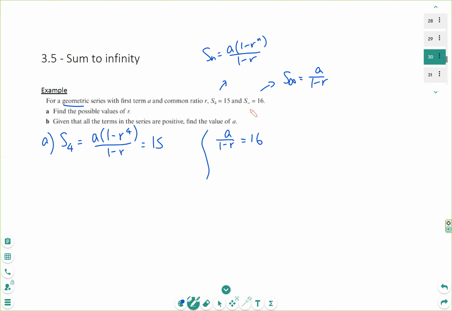So how do you solve this equation? Well, we can make A the subject, perhaps. I think we can make A the subject. Yeah, I think that sounds fair to do. So A equals 16 times 1 minus R. I'm thinking, is there a quicker way we can do this?